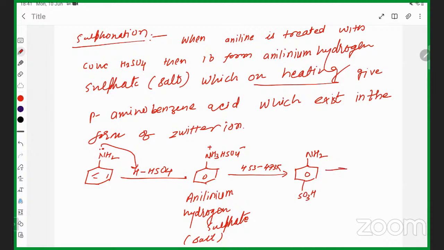Now it always exists in the form of zwitterion. Zwitterion you must have studied in biology also. An acidic ion and a basic ion both present in the same molecule is called a zwitterion. So here NH3 plus, and on the downside it is SO3 minus. Amino acids are also present as zwitterions. Getting my point?